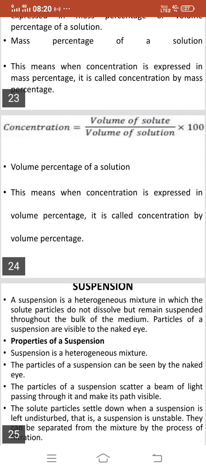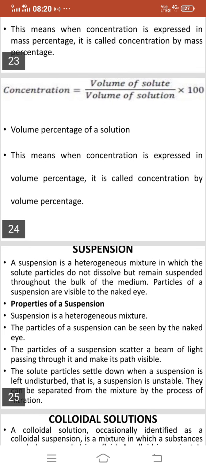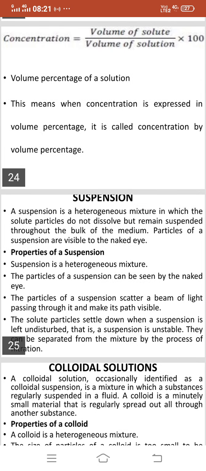The next topic is suspension. A suspension is a heterogeneous mixture in which the solute particles do not dissolve but remain suspended throughout the bulk of the medium. Particles of a suspension are visible to the naked eye. Now, what are the properties of a suspension?